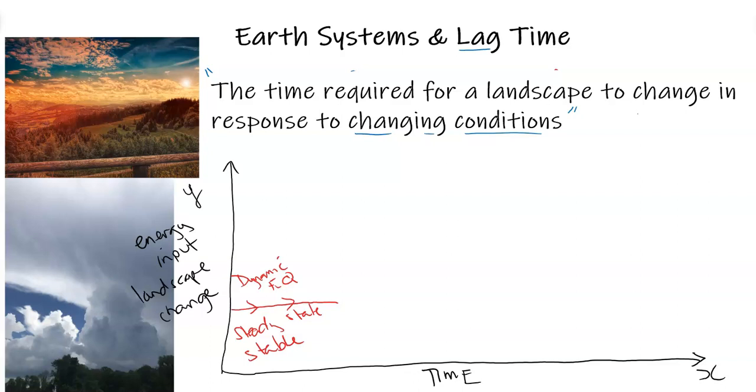It could be a climax community in a forest. It could be an ocean. It could be a raised landscape, whatever. Then what's going to happen is, use this green line right here. We're going to have a disturbance, a forest fire, a landslide, an earthquake, a volcano, a monsoon, the wet season.